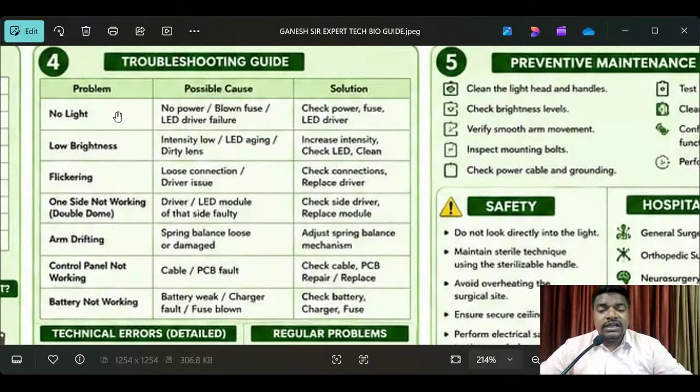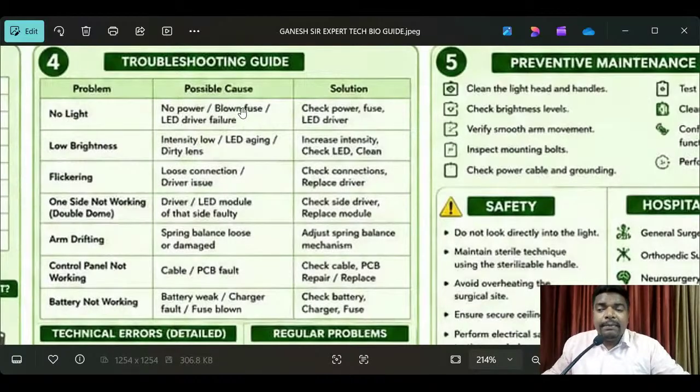These are not regular issues, they happen on alternate days, and at many times in many situations you will face the problem. You cannot imagine, it is a medical failure. Come to the point. Biomedical engineers, listen carefully. Problem: no power. Possible causes: no power, blown fuses, and LED driver failure.